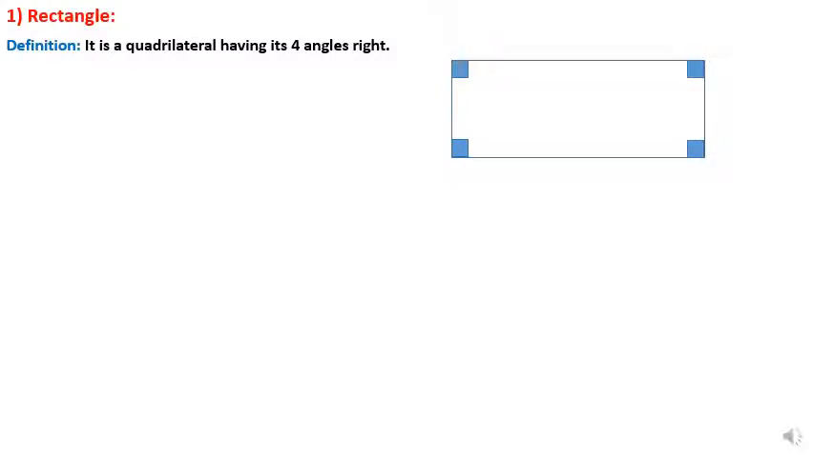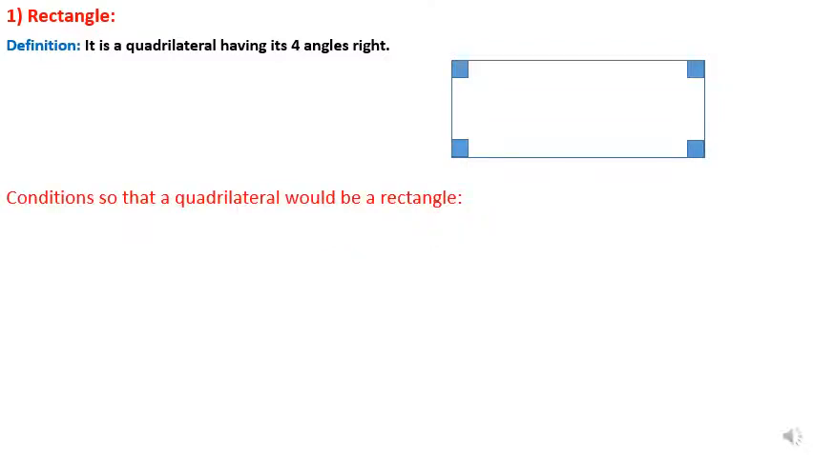The opposite sides are equal. The opposite sides are parallel. Two pairs of opposite sides are equal and parallel. It has the opposite angles equal. The sum of angles is 360 and the adjacent angles are supplementary. Now plus 4 right angles. So you should add one property to the properties of the parallelogram.